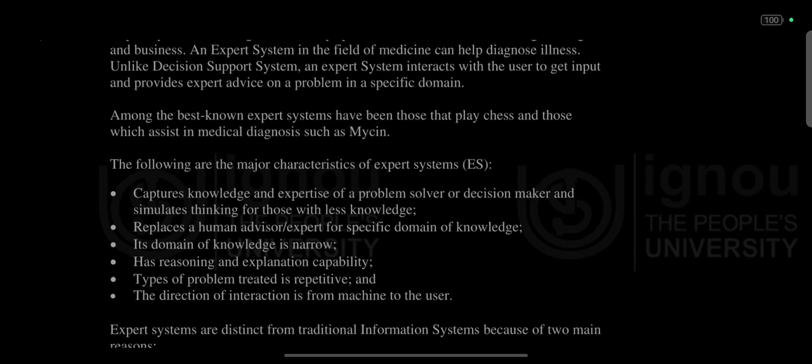The following are the major characteristics of expert systems. ES captures knowledge and expertise of a problem solver or decision maker and simulates thinking for those with less knowledge. Replaces a human advisor or expert for specific domain of knowledge. Its domain of knowledge is narrow, has reasoning and explanation capability. Types of problem treated is repetitive, and the direction of interaction is from machine to the user.